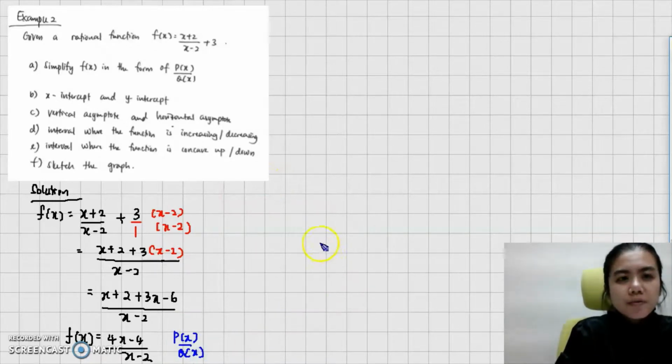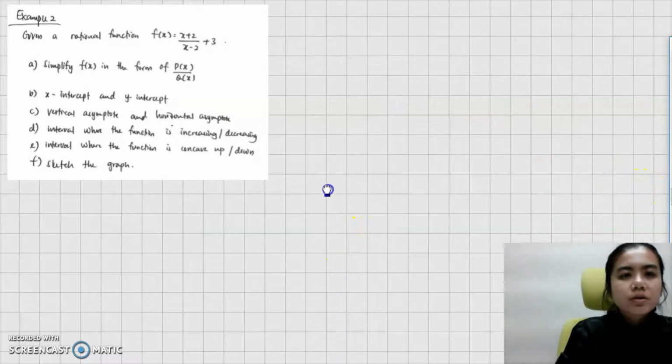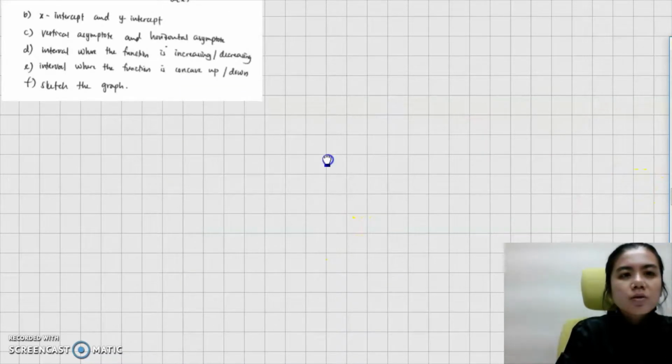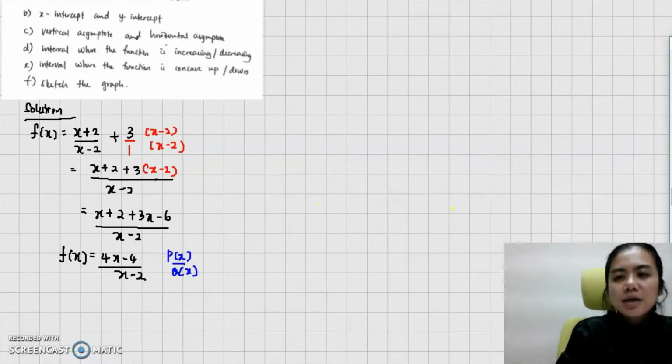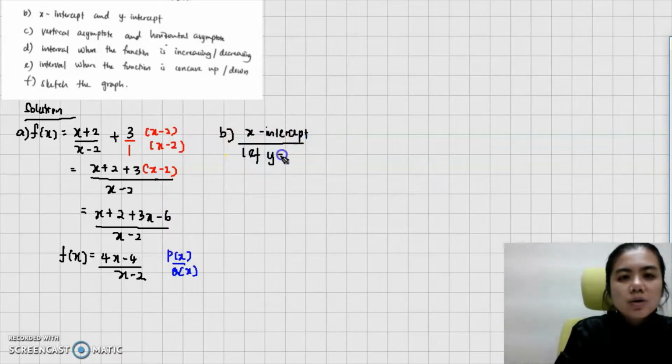Once you have done that, the next thing we have to do is find the x-intercept and y-intercept. Let's go for part B; this was part A. Part B asks you to find the x-intercept and y-intercept. For the x-intercept, which is common for every single question, you have to let y equal to 0. What is your y? Your y is this, so you let this equal to 0.